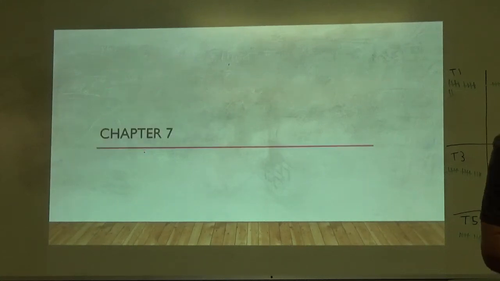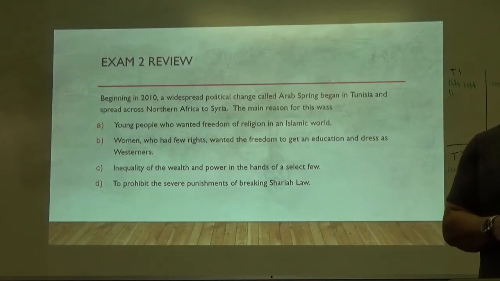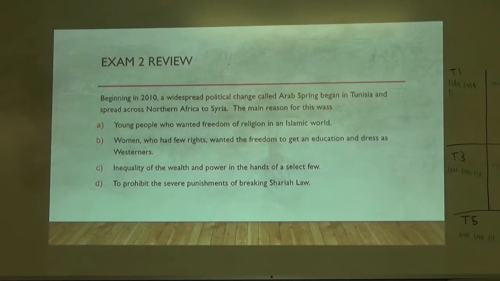Alright. Here we go. We're into chapter 7. That was chapter 6. Chapter 7. Beginning in 2010, a widespread political change called Arab Spring began in Tunisia and spread across northern Africa to Syria. The main reason for this was, is it A, young people who wanted freedom of religion in an Islamic world, B, women who had few rights wanted the freedom to get an education addressed as Westerners, C, inequality of the wealth and power in the hands of a select few, or D, to prohibit the severe punishments of breaking Sharia law?